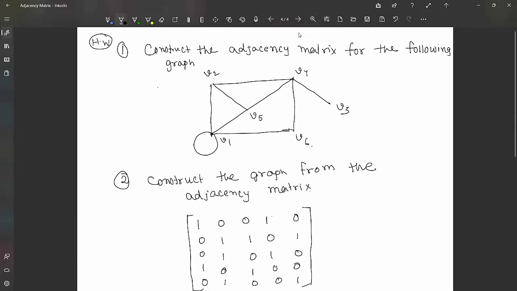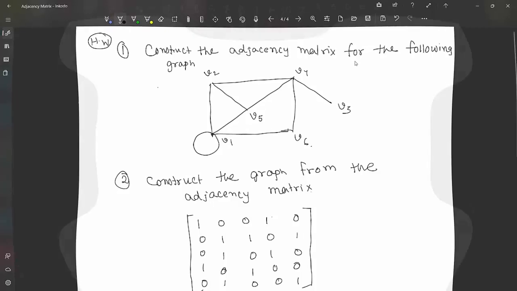Okay. So that's the end of the non-directed graph, the adjacency matrix for the non-directed graph. And our next topic will be the adjacency matrix for the directed type of graph.